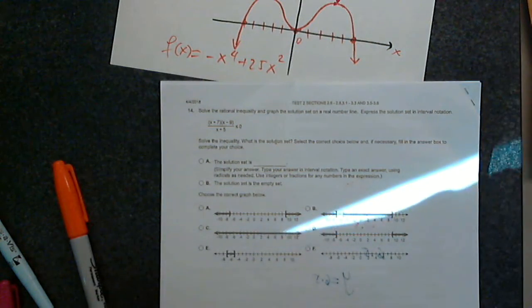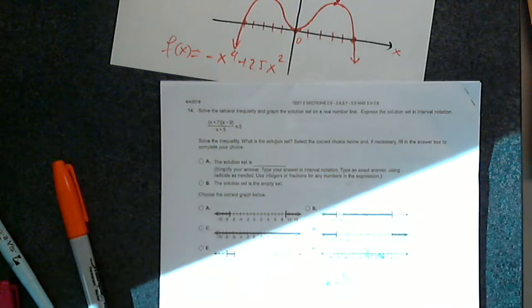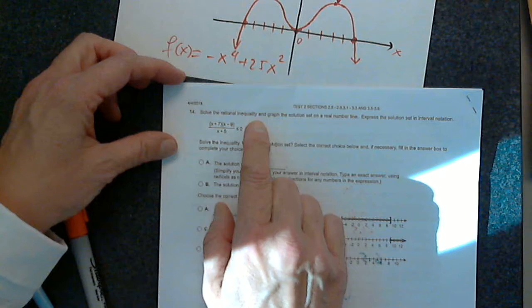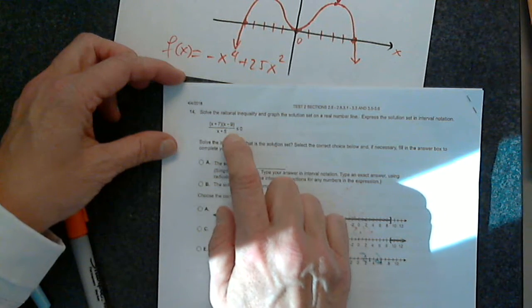Okay, here's the last problem. What are we trying to determine here? What is this? What are we solving for? Or what are we solving? So this is a rational inequality. How many factors does it have?